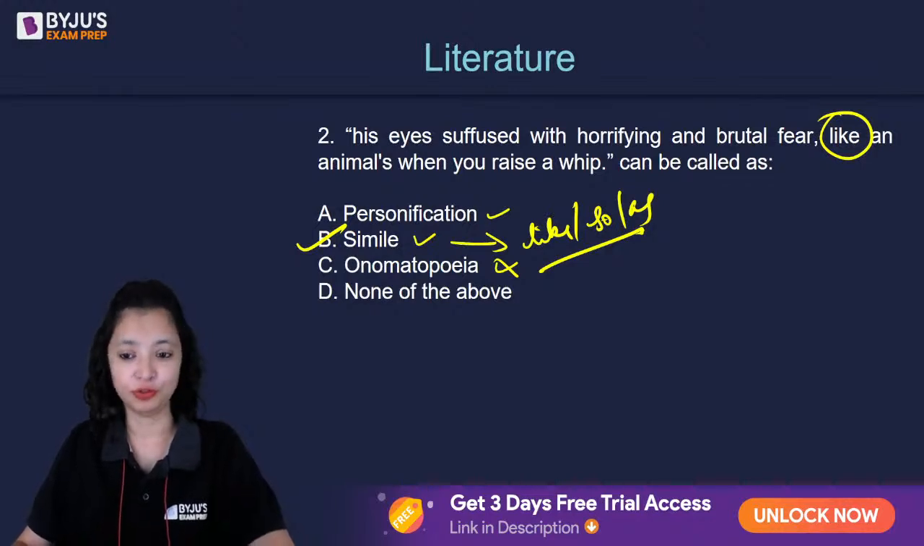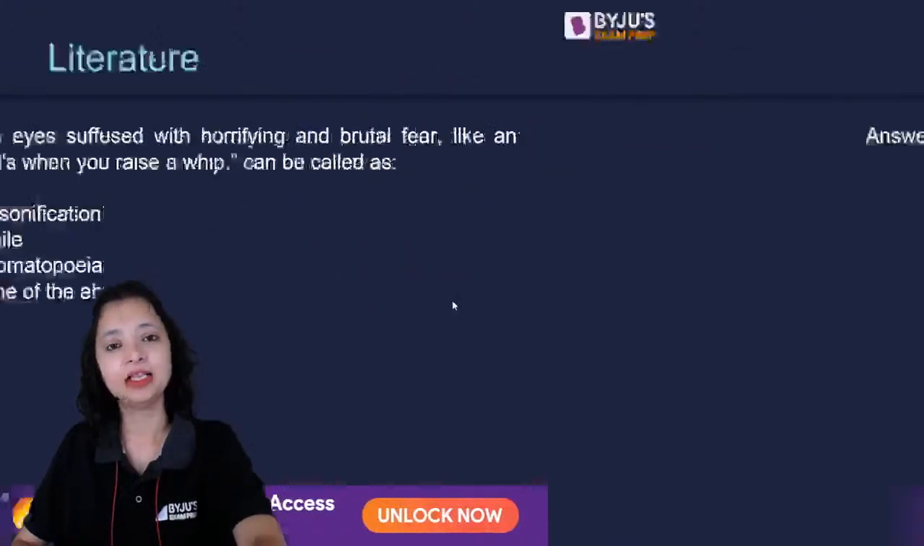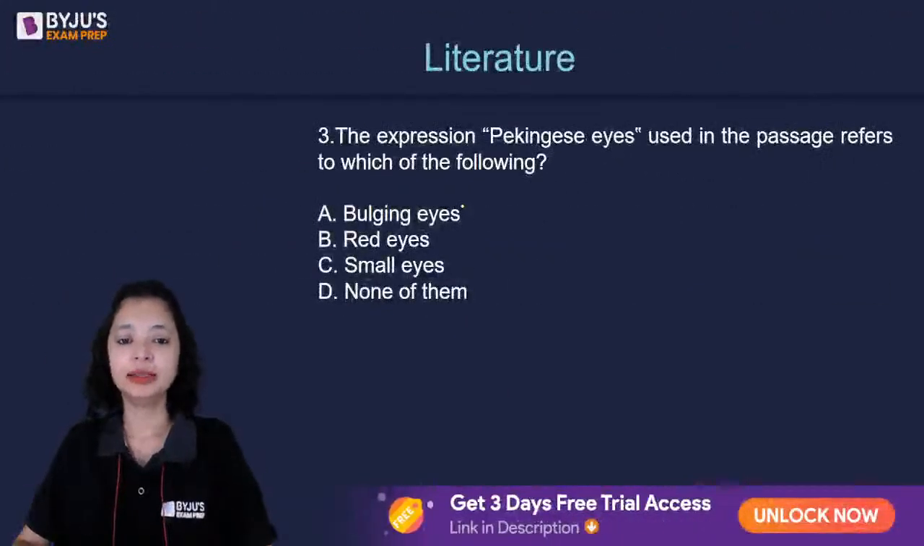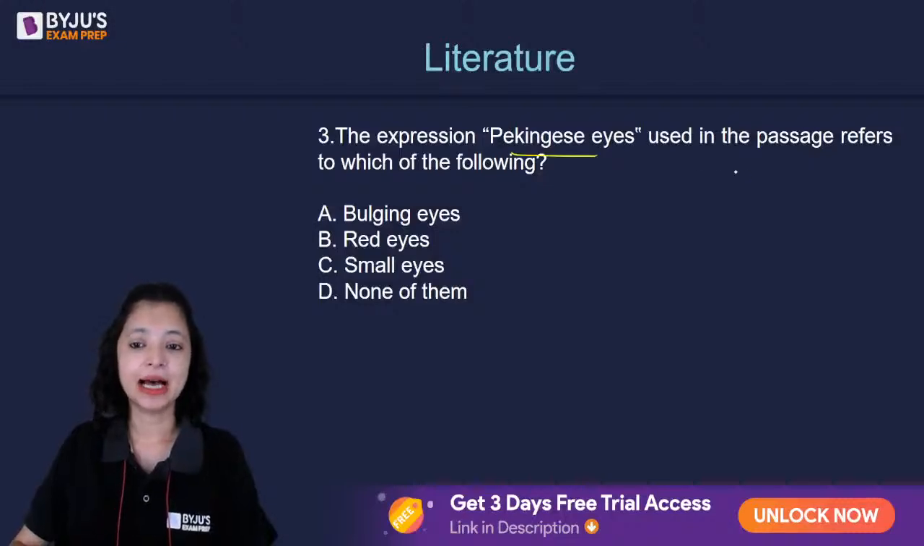Exactly, that's what personification is. You're right. So the correct answer is a simile. That's a B. Let's go to our next question. The expression Pekingese eyes used in the passage refers to which of the following?